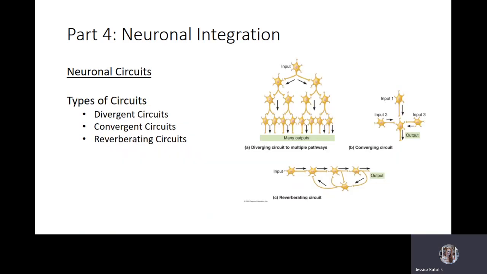Okay, so the nervous system is going to have three major types of circuits that exist. It's going to be divergent, convergent, and reverberating circuits. So let's go through each and every one of these. And later on, we're going to talk about different types of processing that can occur.